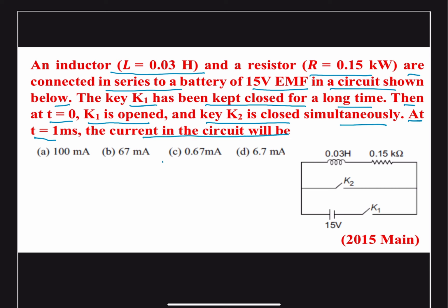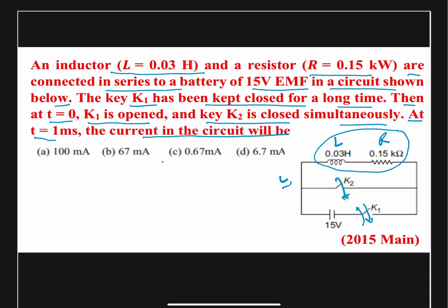So this is our circuit. So we have an inductor and a resistor which are connected in series, and initially it is given that key K1 was closed and K2 was open. So under this condition, the steady state current will be flowing if the key K1 is closed for a pretty long time. So we can find out easily that current, because at steady state condition, the inductor will be acting as a short circuit.